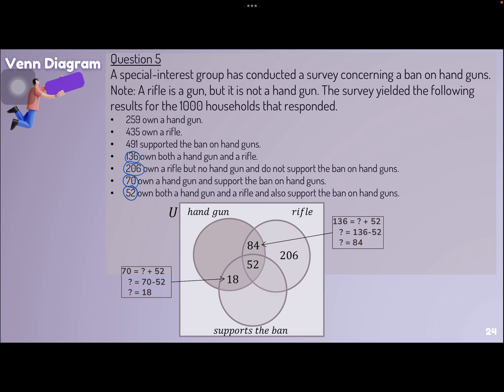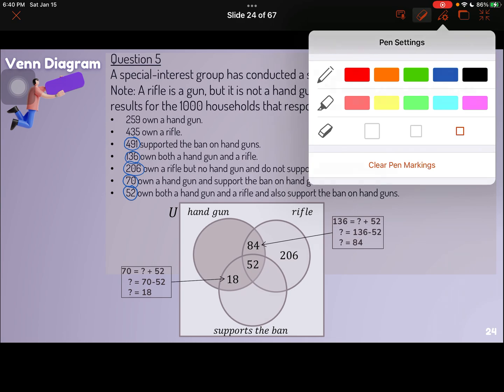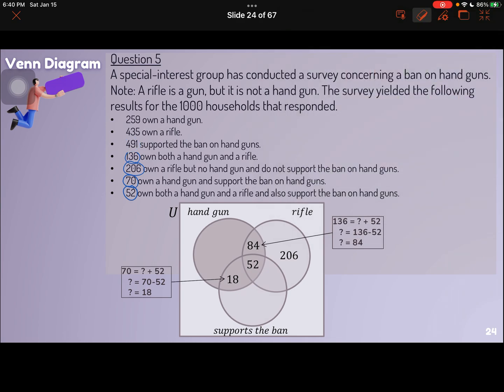Now the next value that I have here is 491 supported the ban on handguns. And that is this space, but I have two unknown values, this one and this one, so I cannot continue with this one. I'm going to skip it and I will come back to it, and let's see if I can get another value before I go with this one.